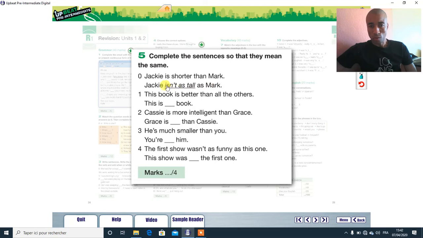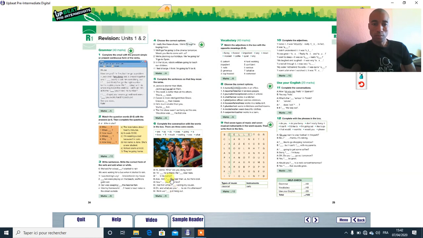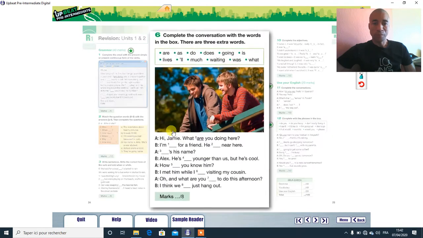So you shall use more, or, or as to compare, or to have the same sentence as this one here, right? So no difference in meaning, and it should be comparative, of course. Fine. So let's move to number 6.